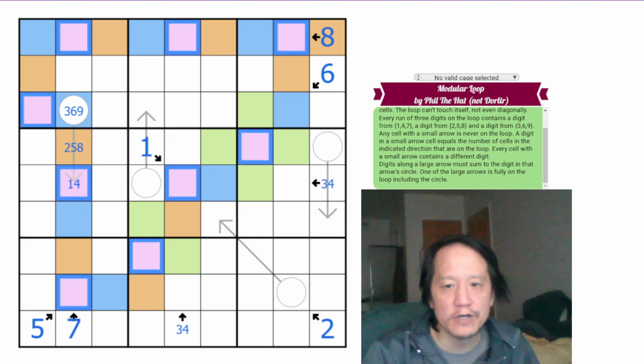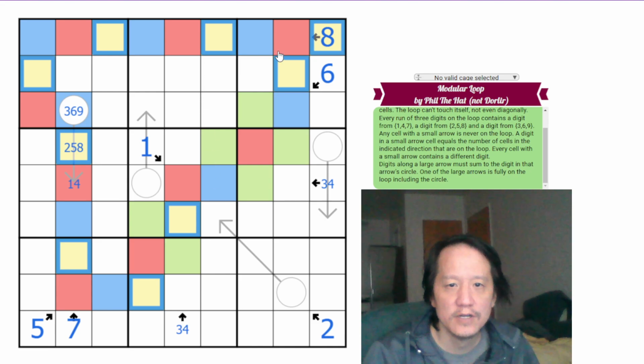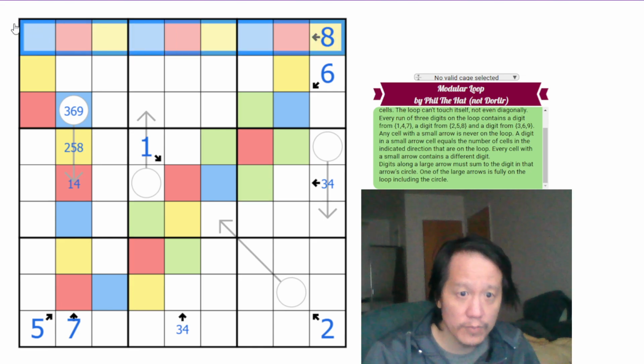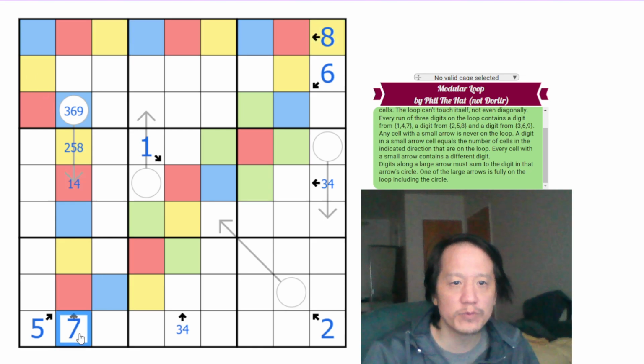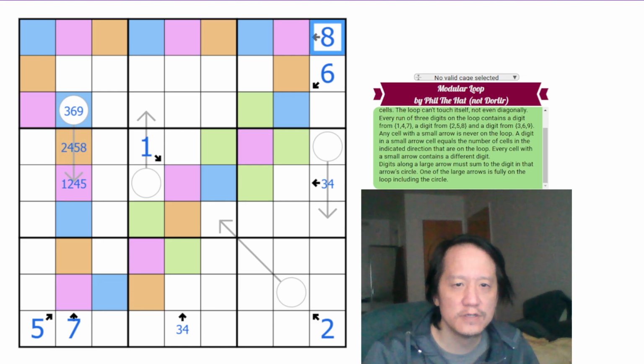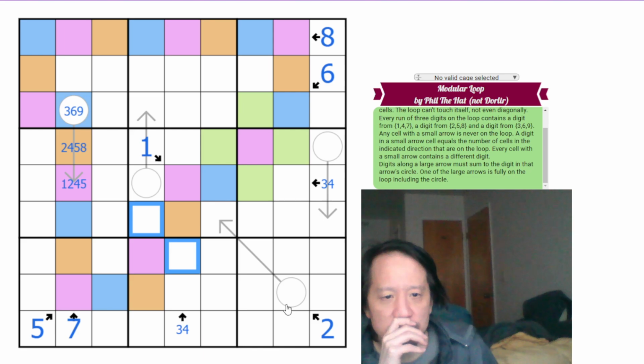So the pink we know has to be the 1, 4, and 7. And the orange we know has to be 2, 5, and 8 because that's the only one we're missing in this row. Wait, but that doesn't work because 7's here. This can't. That's really bad.